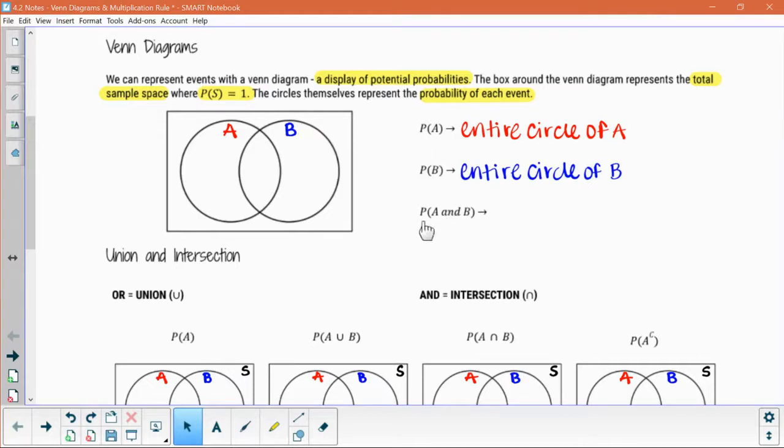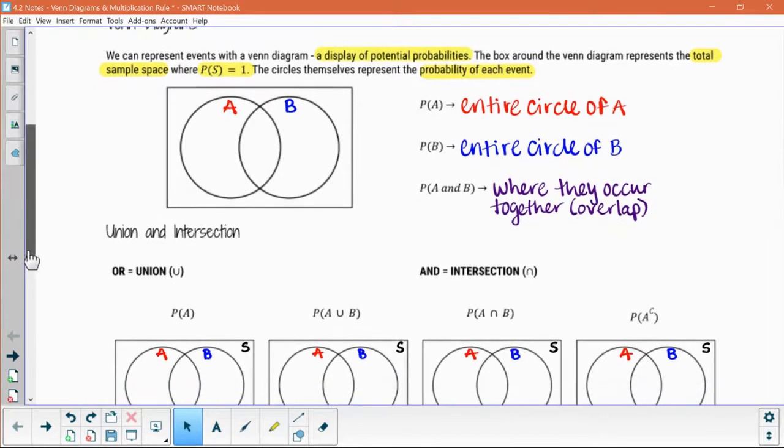Now, when I want the probability of A and B, I am interested in where they occur together. So this overlap section right here is going to be A and B. Now, in statistics, it is very important that you do have this box around it because we're not only considering the probabilities of events A and B, we're considering the probability that neither of these occur. So we'll always have a sample space around our two event circles.